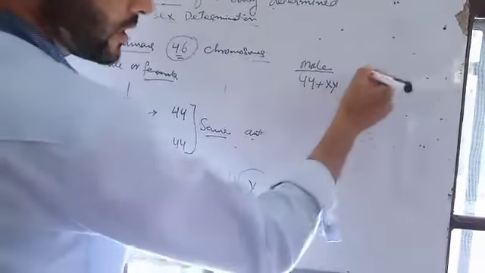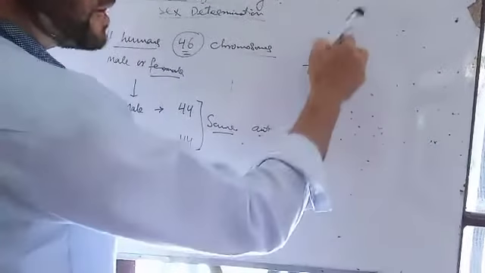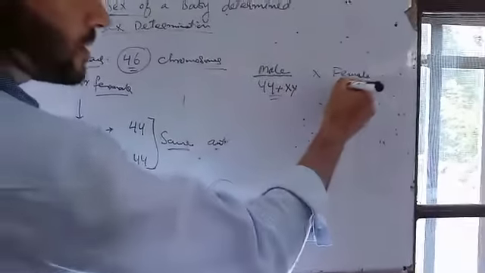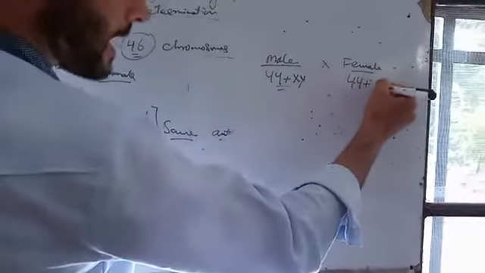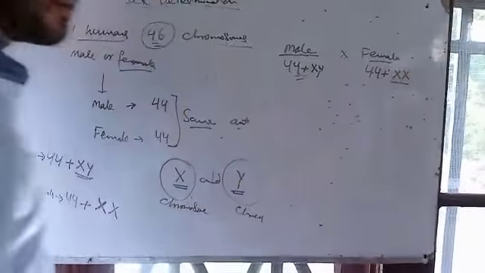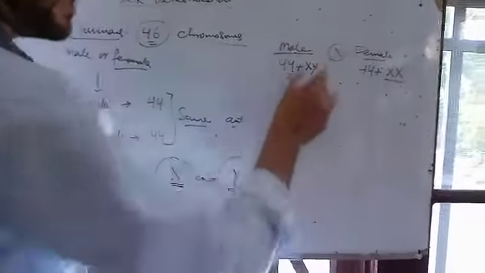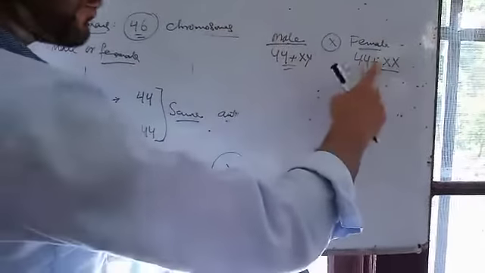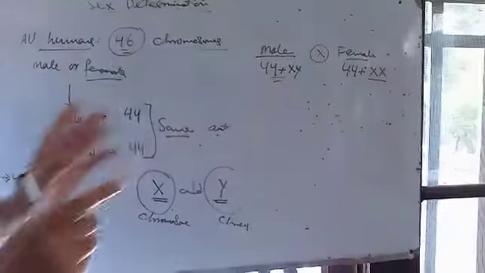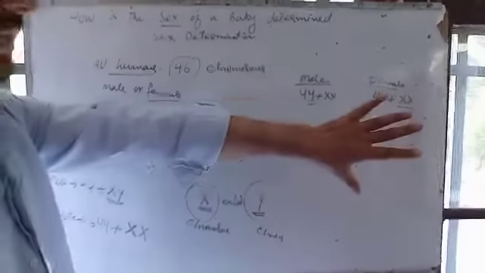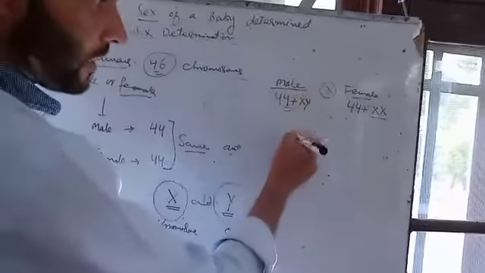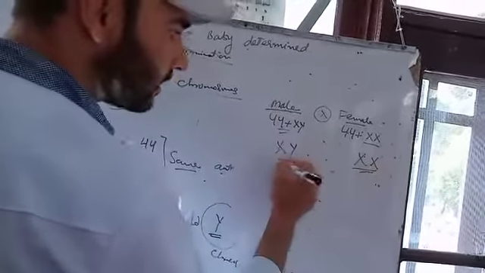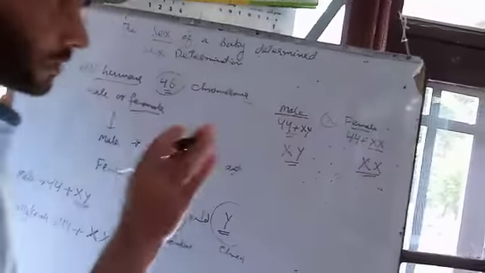Y. Is it clear? If we marry a male to a female, that means 44 plus X and X. Cross means marrying. Male having 44 plus X and Y, female having 44 plus XX. These are 44 and 44, they are same. That we can write here as male X and Y, female X and X. You can write here like this. If you write 44 also, then no matter.